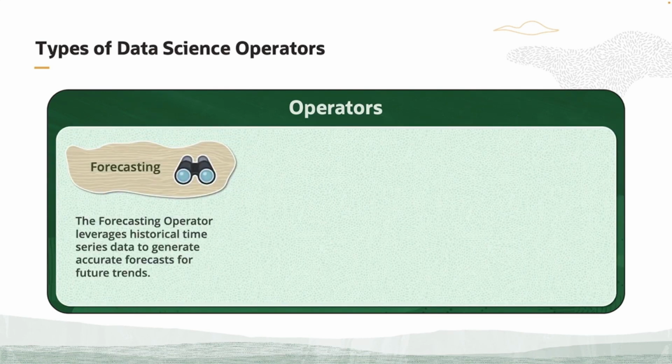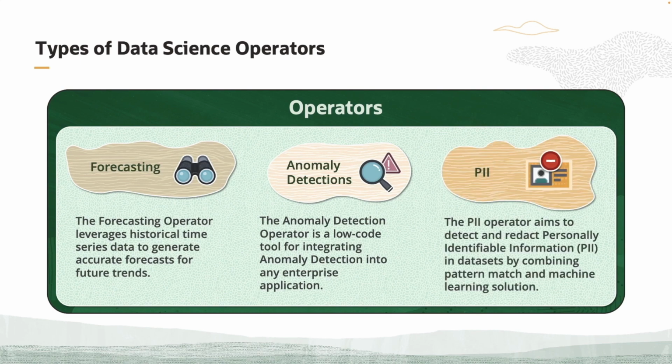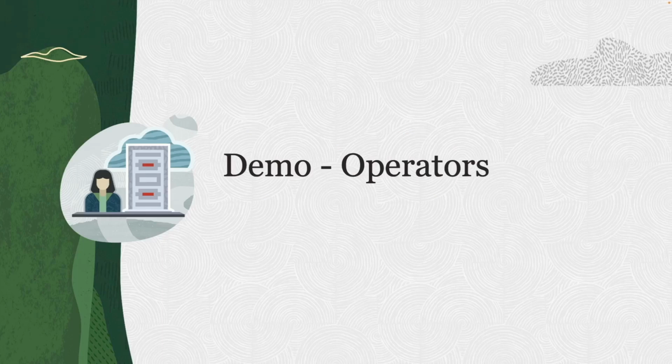Forecasting operator can be used with time series data to predict future values. For example, given the weather data for last 5 years, predict temperature values for the next week. Anomaly operator can be used to detect and flag anomalous movements in your data. For example, in a given set of data, a few values may not be consistent with the rest of the data and need to be identified. PII operator can be used to detect and redact personally identifiable information in a given data. For example, email, employment history, and so on. Let us see how to use these operators in a demo.